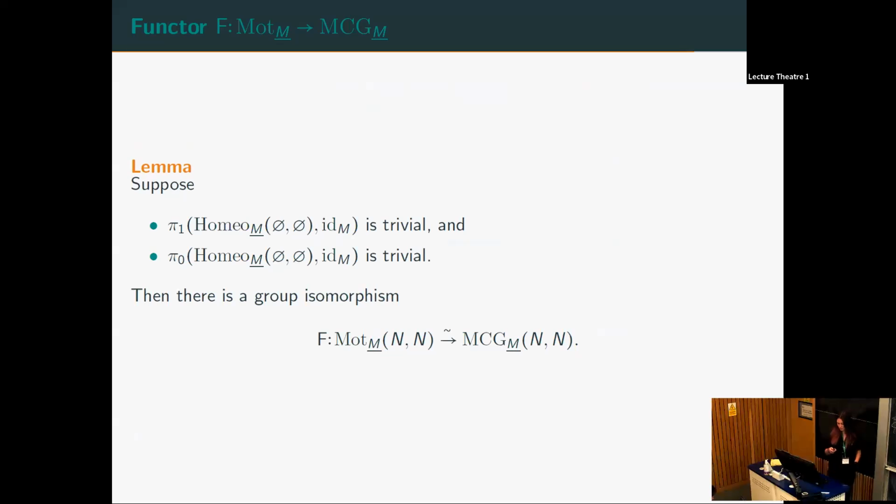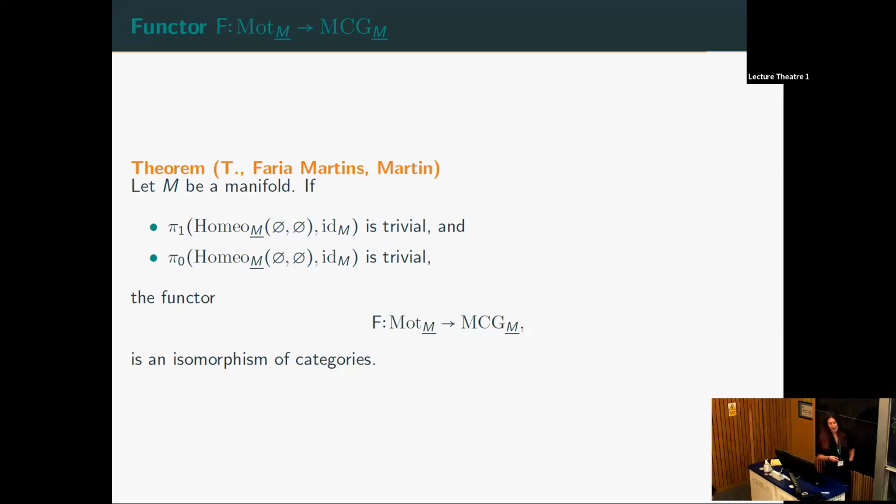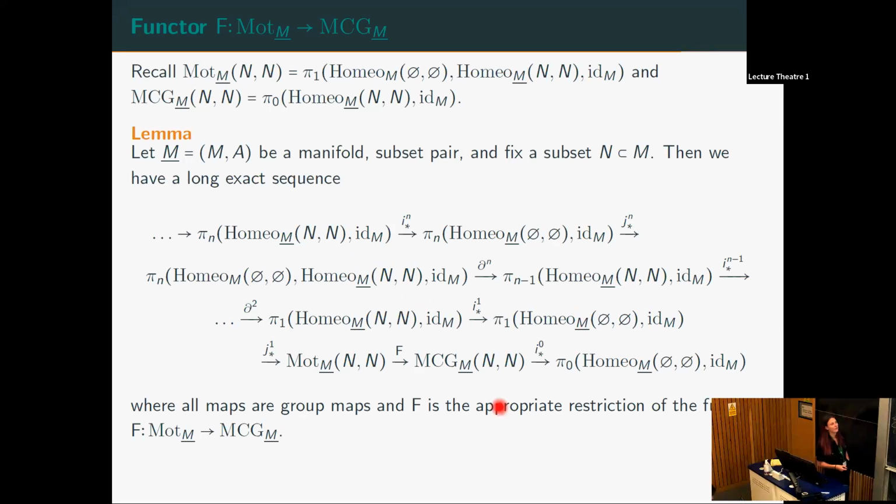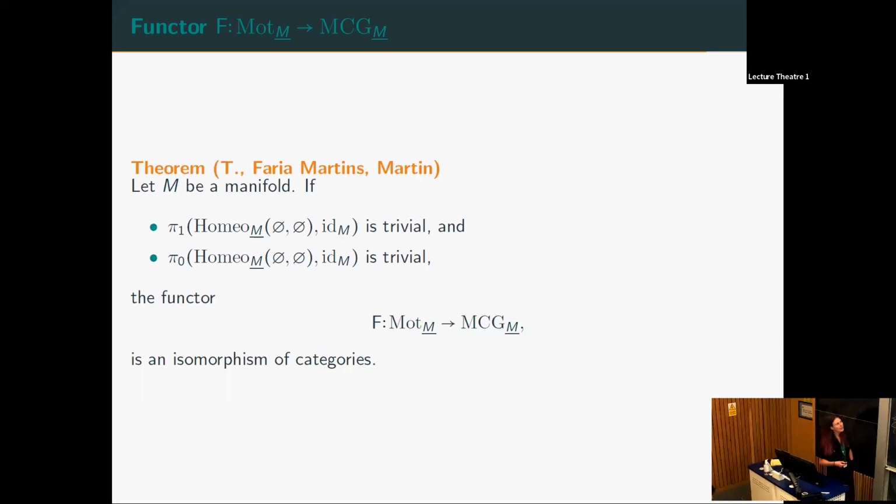Okay, so then we can prove the lemma that in the group case, the restriction to these morphism groups is an isomorphism precisely when pi 1 and pi 0 are trivial. Yeah, okay, so the proof of this, I mean, we just look at this exact sequence. If this pi 1 is trivial and this pi 0 is trivial, then we get exactly that f is an isomorphism. And then from there, we can prove that this extends to the full category, and we get this theorem that this is an isomorphism of categories precisely when pi 1 and pi 0 are trivial.